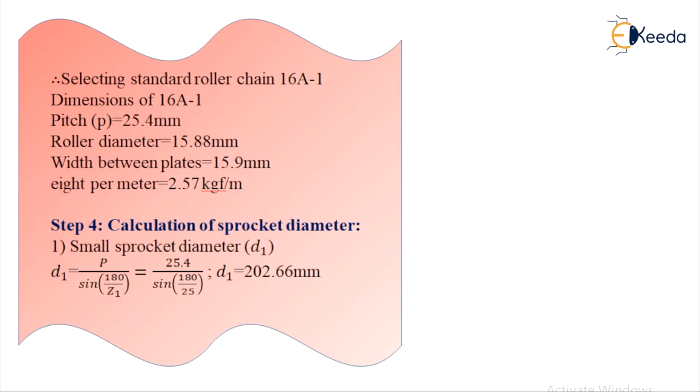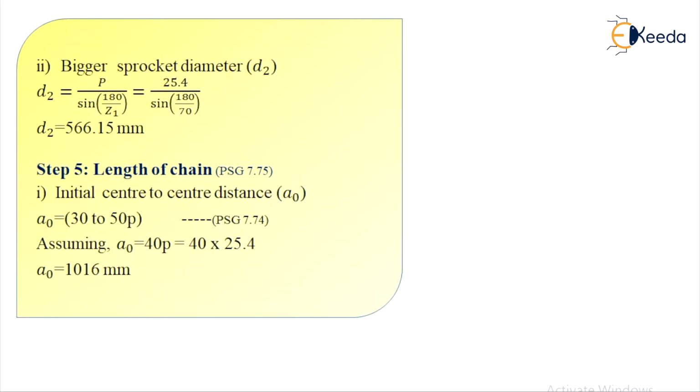So let's first of all find out the small sprocket diameter, that is D1. The formula for D1 is P upon sine of 180 upon Z1, which is nothing but 25.4 divided by sine of 180 upon 25. That gives me the value of D1 as 202.66 mm. Next, the bigger sprocket diameter, that is D2. Again the formula is D2 equals P divided by sine of 180 divided by Z2. That gives me the value of D2 as 566.15 mm.